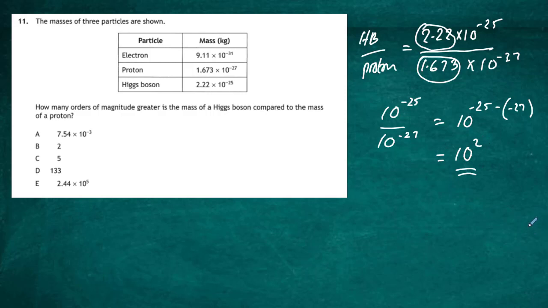And we're saying that the Higgs boson is actually 10 to the power 2 times bigger than the proton. In other words, it's 2 orders of magnitude bigger, and that gives you a better way of comparing the masses. So the answer for question 11 is going to be 2 orders of magnitude because we're looking at the power of the 10. So the answer will be B, 2.